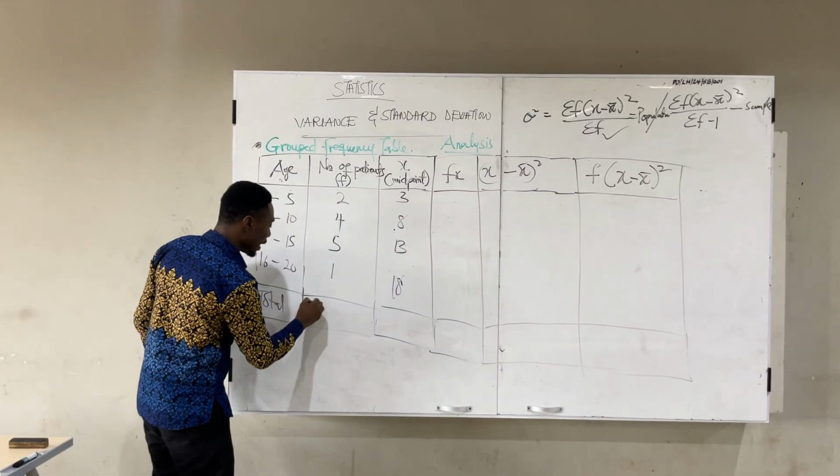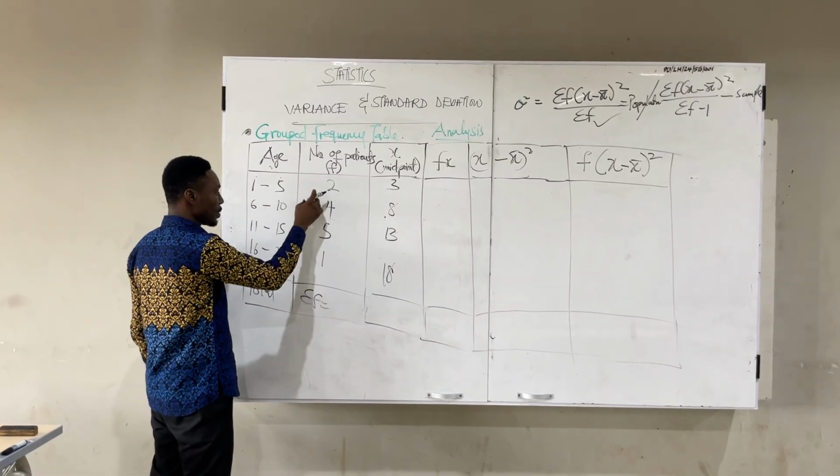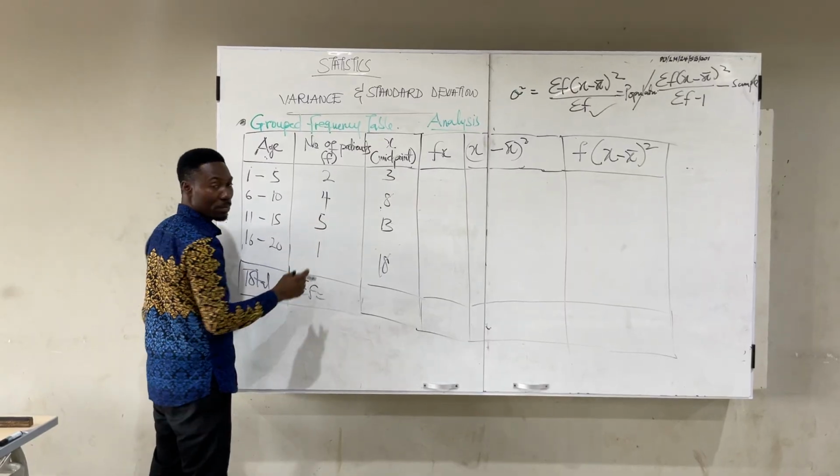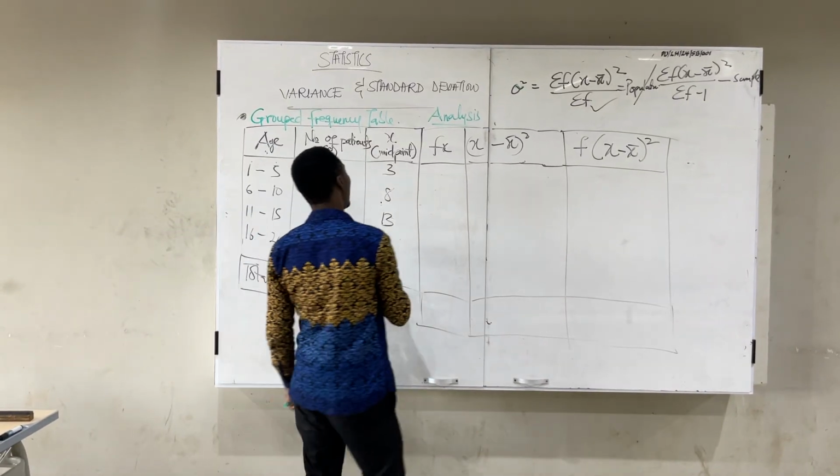Okay, but before, let's do the sum of f. Sum of f means sum up all the frequencies: 6, 11, that will be 12. So now let's come to the f of x.